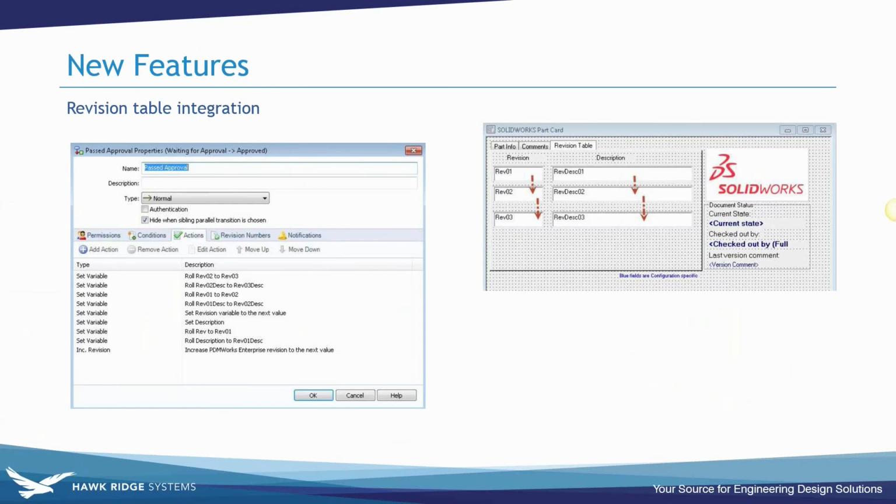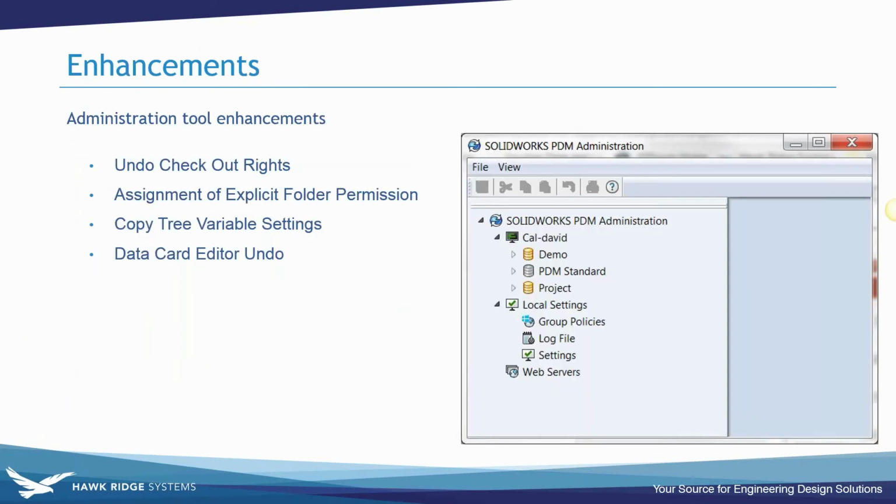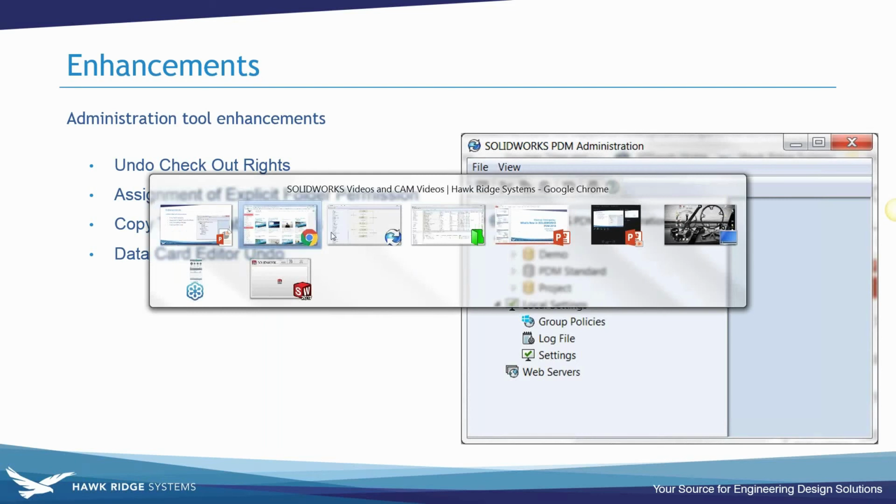All right. So that's the new features for 2018, those three big ones. We're going to jump into the enhancements in the administration tool. A couple of little things. One, the data card editor undo is a long overdue enhancement. It's going to make a lot of people happy. Those of you who have made data cards and played with the data card editor will understand the value of a simple undo. But there's also another undo, the checkout rights, the folder permission, and copy variable settings. I'm just going to go into my admin tool and show all of that right now.